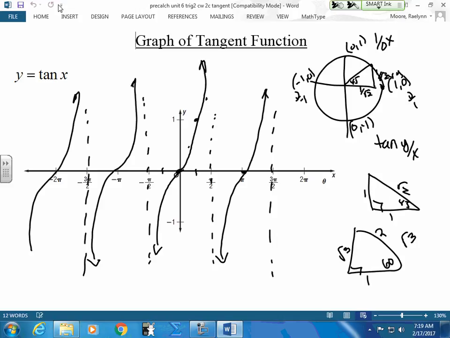So tangent repeats itself. And if I go from negative 90 to positive 90, negative 90 to positive 90, that gives me 180 degrees. So my cycle is not 2 pi. My cycle is pi.